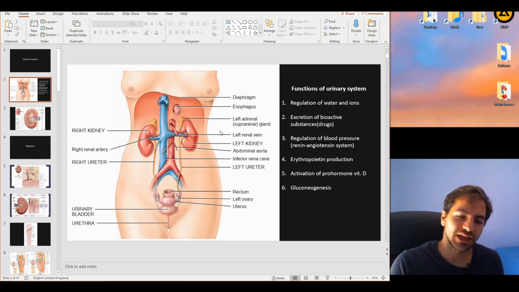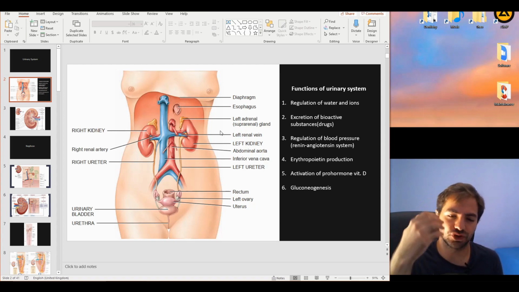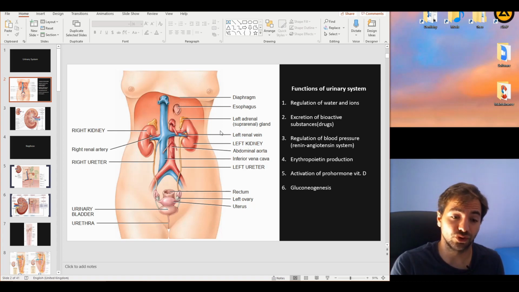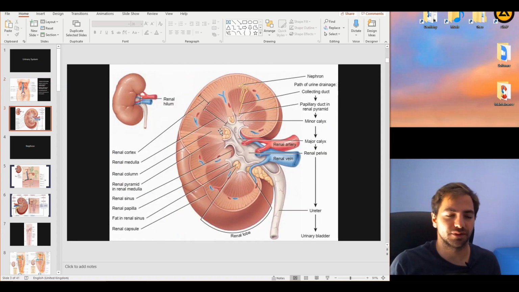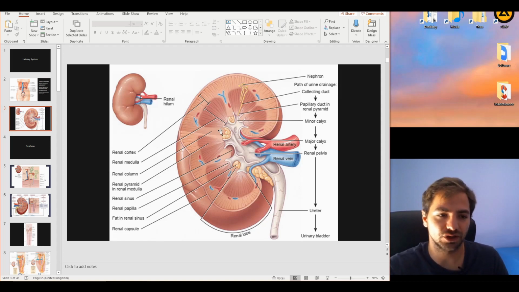And the last one, of course, is gluconeogenesis, which means production of new glucose. And of course, this happens in cases of starvation and prolonged fasting periods, again, production of glucose in extreme cases. So let's talk a bit about the structure and the morphological aspects of the kidney.